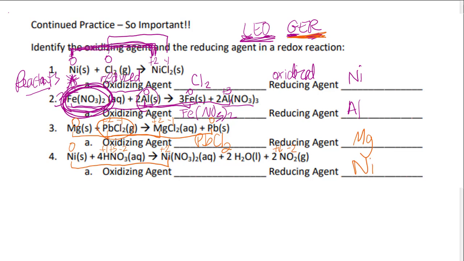It was oxidized. Therefore, it's the reducing agent, my nickel. And if I look at my HNO3, my N went from +5 to +4. My nitrogen was reduced. Therefore, my oxidizing agent is my whole reactant here, my HNO3. It's my oxidizing agent.